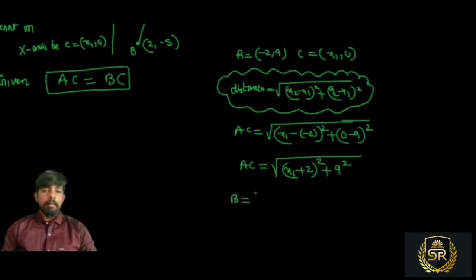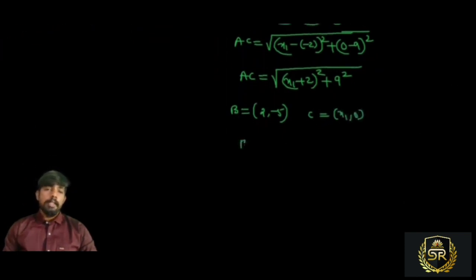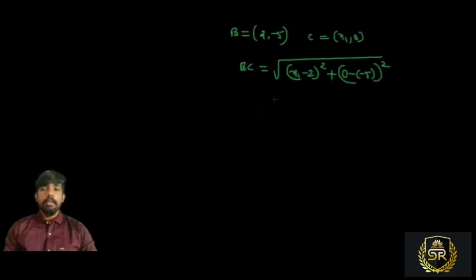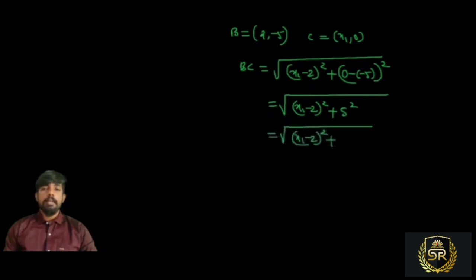Next, the BC distance. B point is 2 comma minus 5 and C point is x1 comma 0. BC distance is root over x1 minus 2 whole square plus 0 minus of minus 5, which is plus 5, whole square. So root over x1 minus 2 whole square plus 25. This is the BC distance.